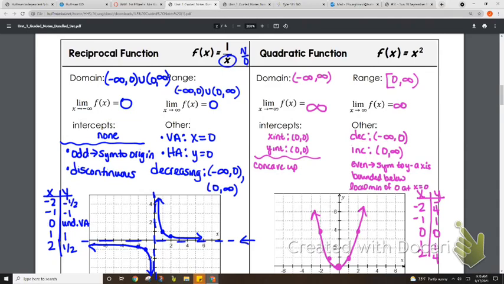Let's see, end behavior, asymptotes, there's no asymptotes. The end behavior was the limit stuff we already talked about. And is this graph continuous? It is. So there is our parent function for the quadratic function.